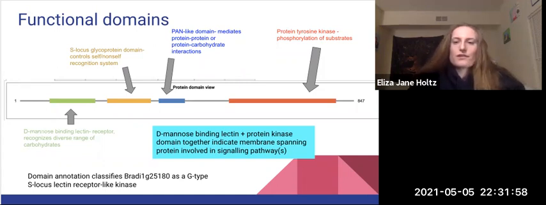Even without having a structure of the protein in its native conformation, we could tell that it was probably membrane spanning because there was a receptor region near the N-terminus and a kinase near the C-terminus. And that usually indicates that it's a receptor kinase which spans the membrane. It also told us that this protein was likely involved in phosphorylation of substrates and maybe signaling pathways.